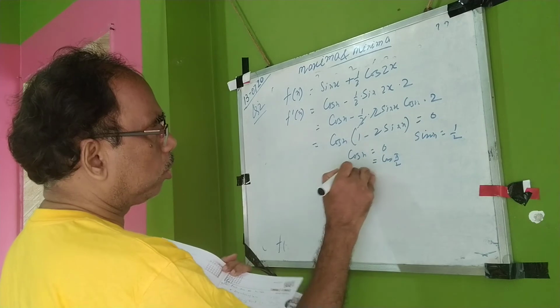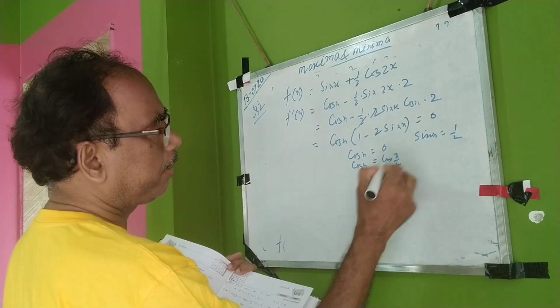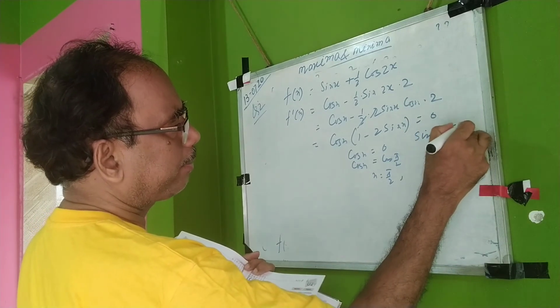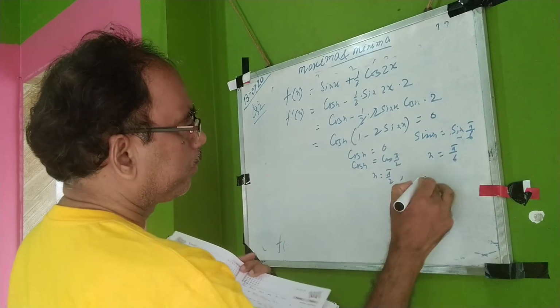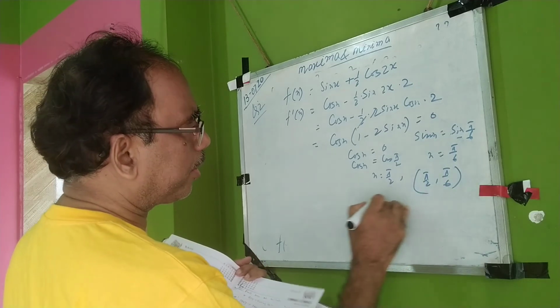Cos pi by 2 is 0. Cos x equals to cos pi by 2, then x equals to pi by 2. Our half is sin 30 is half, sin pi by 6. X equals to pi by 6. So pi by 2 and pi by 6 are your turning points.